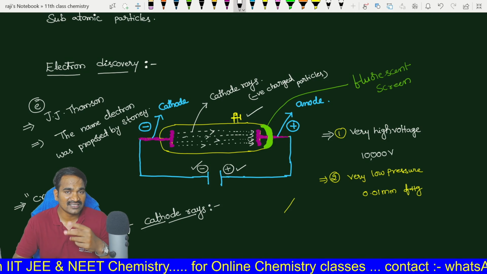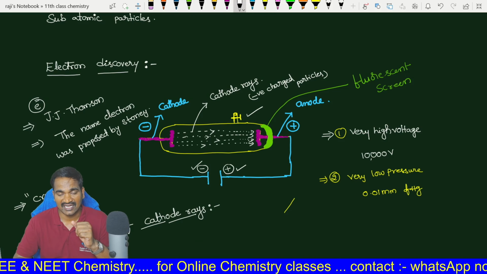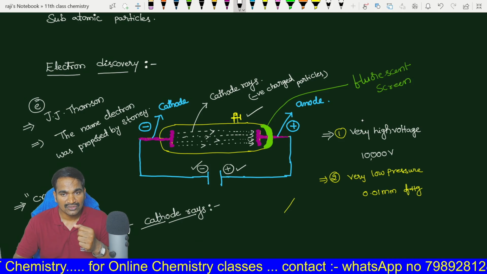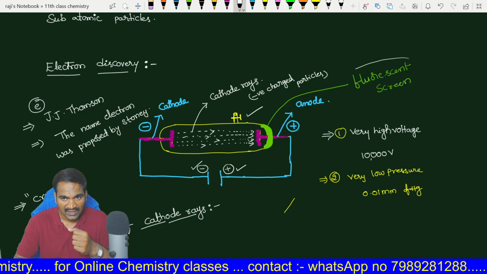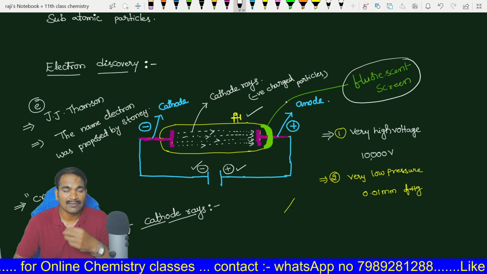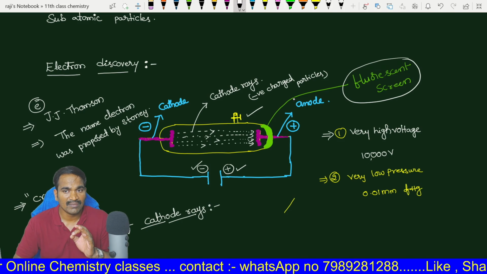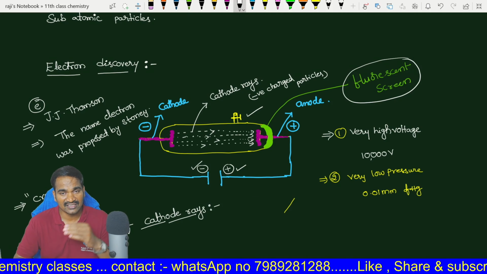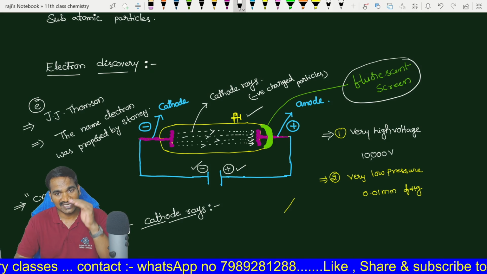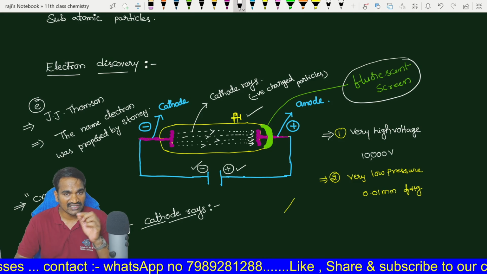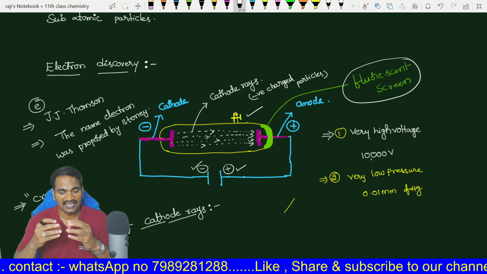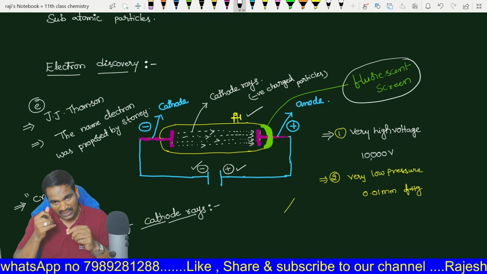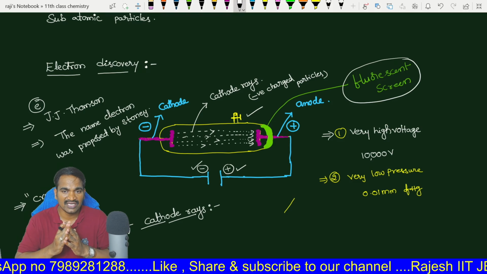Here these rays are not visible to our naked eyes. So we need to observe their behavior. To observe their behavior, we are using a fluorescent screen, or you can also use a phosphorescent screen, but here we are using a fluorescent screen. Whenever these rays touch that screen, they glow. Whenever they hit that screen, that spot glows. So like that we can observe their behavior.